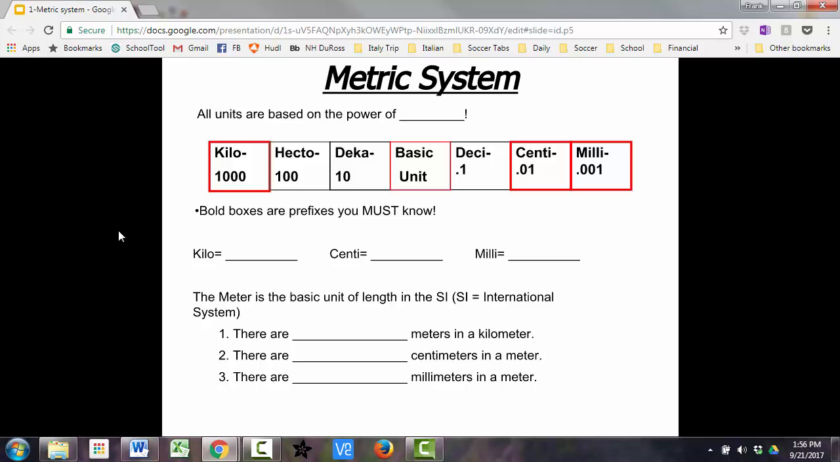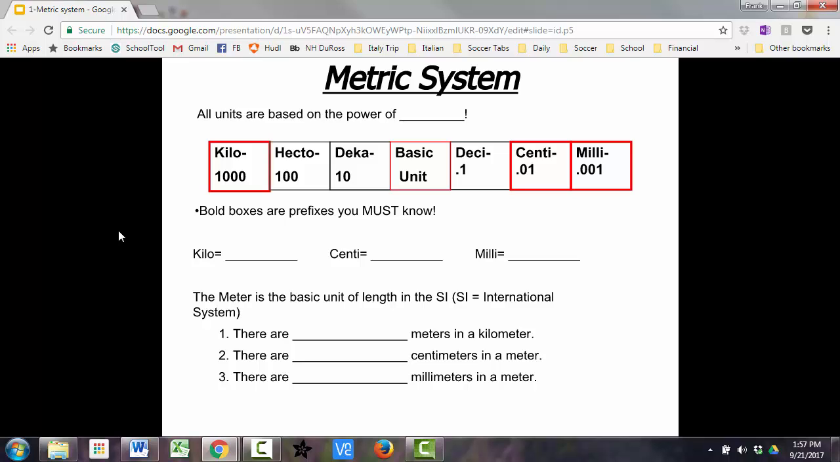So, those are all English customary units. Is there any sort of system to that? They're seemingly random numbers. And so converting from one unit to another is a challenge sometimes. The metric system is set up differently. It's set up based on the power of what? Multiplication. Power of 10.